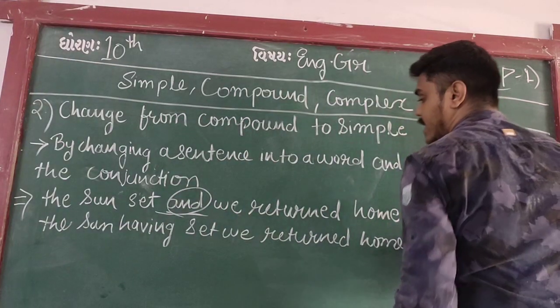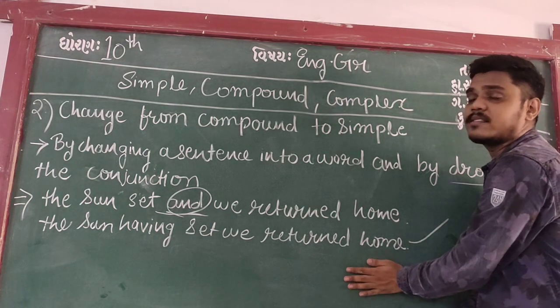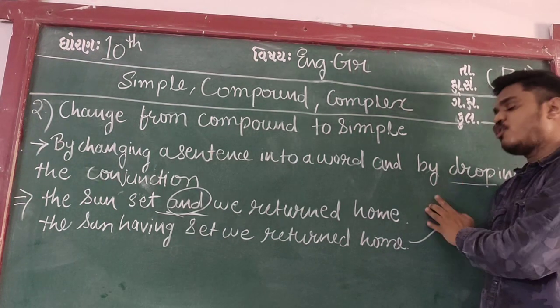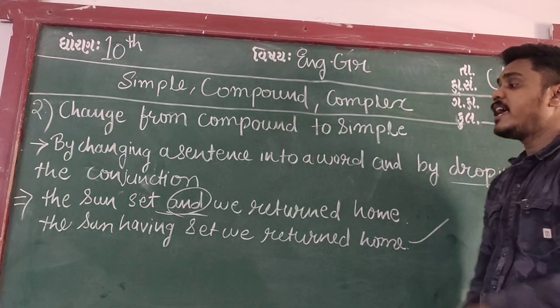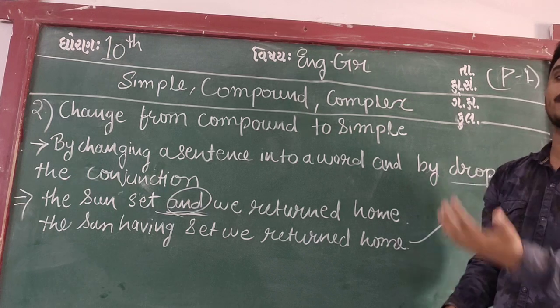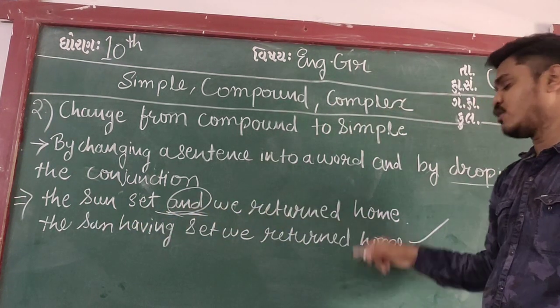This sentence makes a complete sense. This sentence also makes a complete sense, but we have used conjunctions. Instead of using a conjunction, it still makes a complete sense. It's a simple sentence: the sun having set returned home.